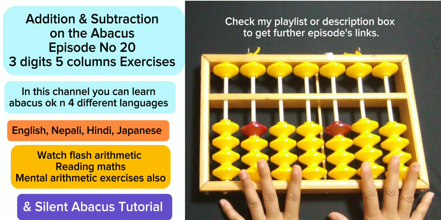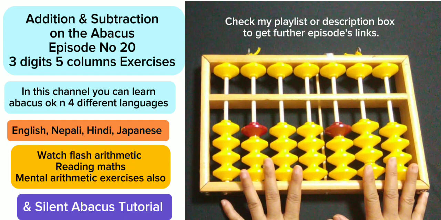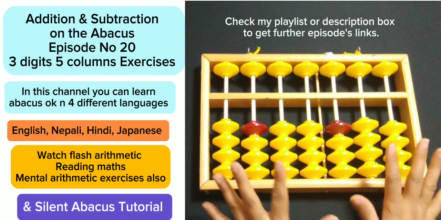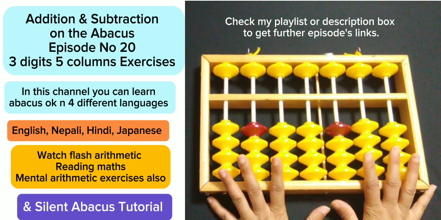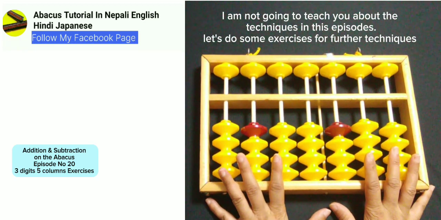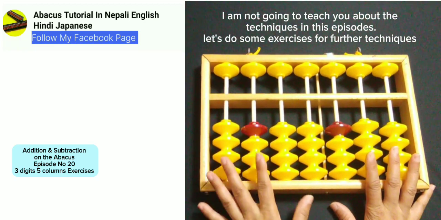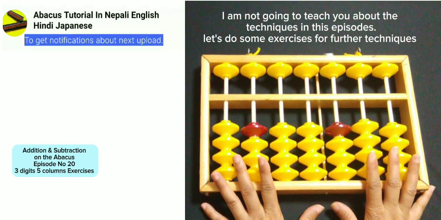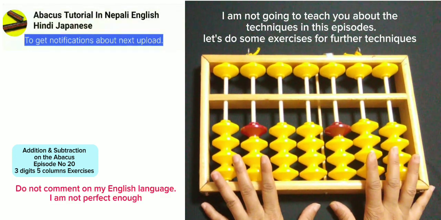So today's episode is 3 digits, 5 column addition and subtraction. I'm not going to teach any techniques here. I'm just going to do exercises to move on to the next level. So here is your first question on your screen.